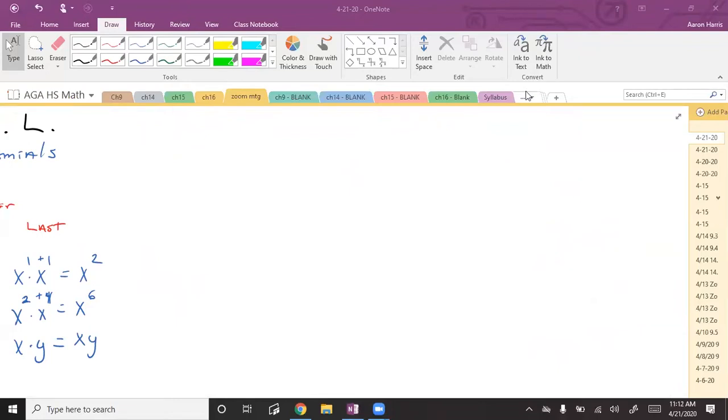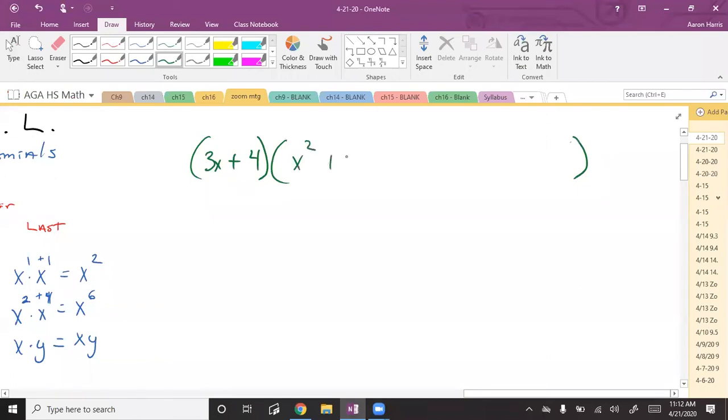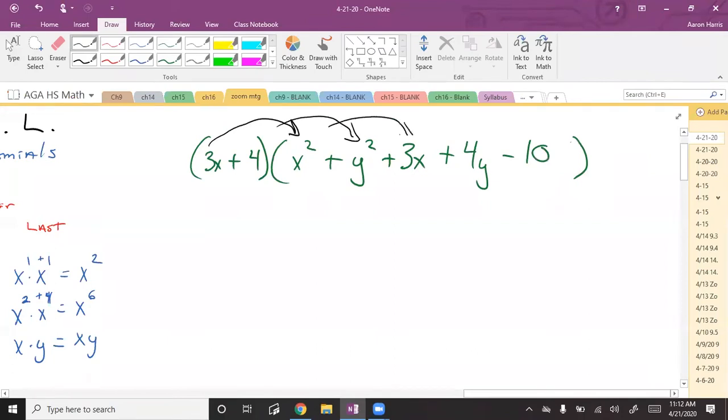So now, Henry, I can take, let's say, 3x plus 4, and now I can make something ridiculous. Let's say x squared, y squared, 3x, 4y minus 10. And now what am I going to do, Henry? I'm going to do 3x to what? Plus 4. Not to the 4, but to every single term in the second set of parentheses, correct?